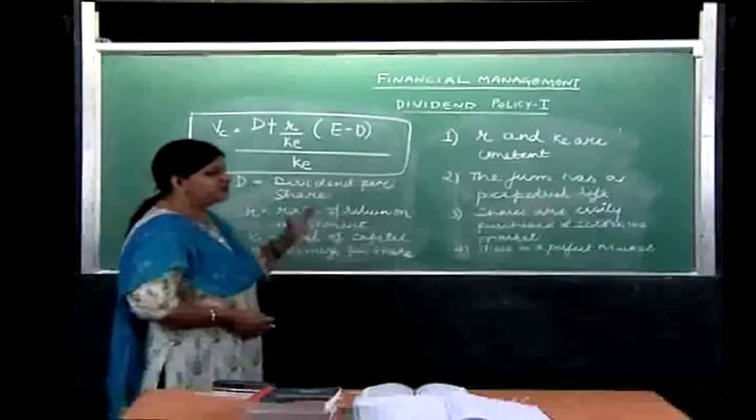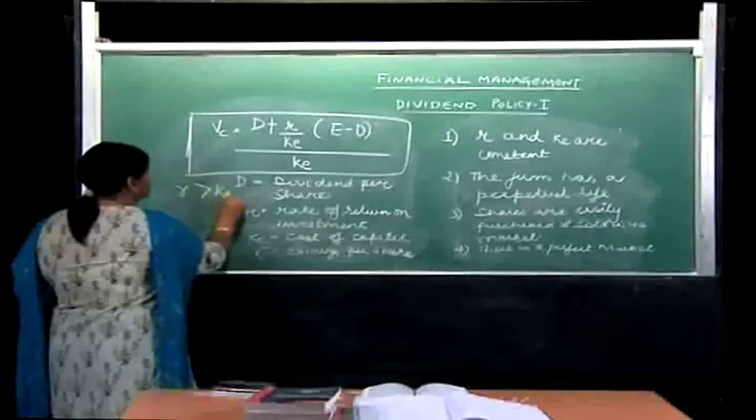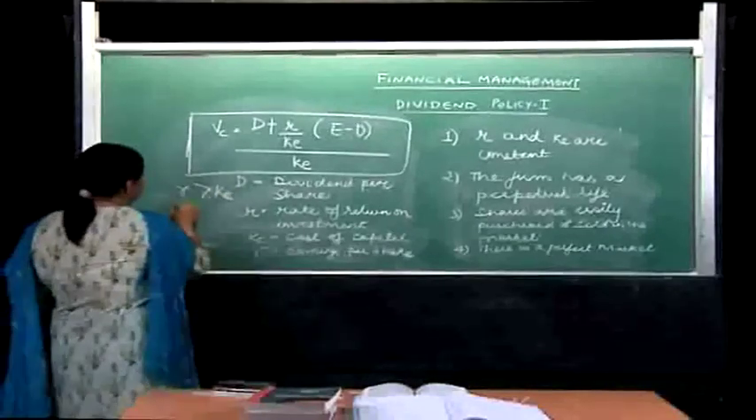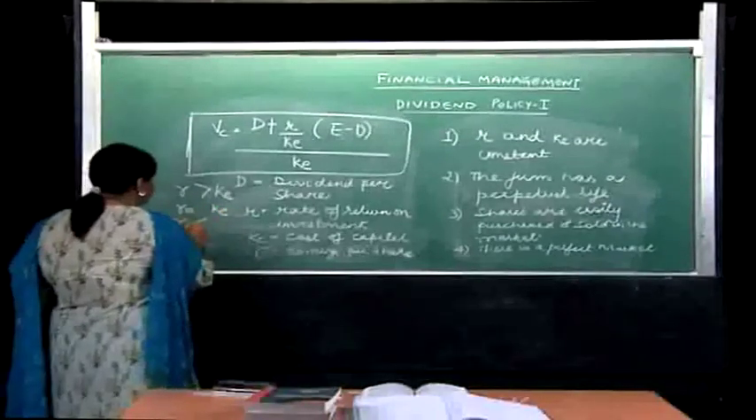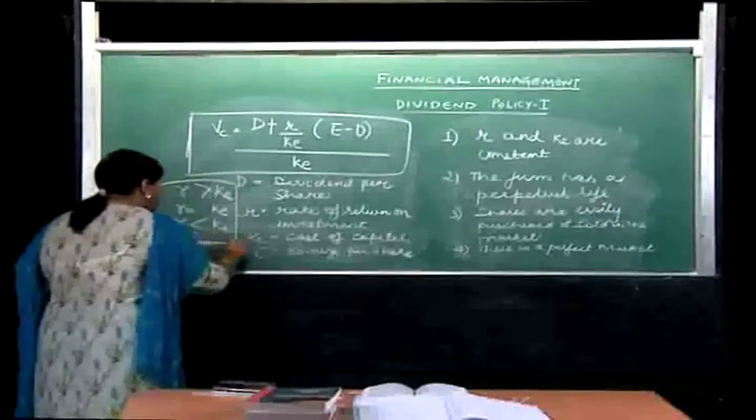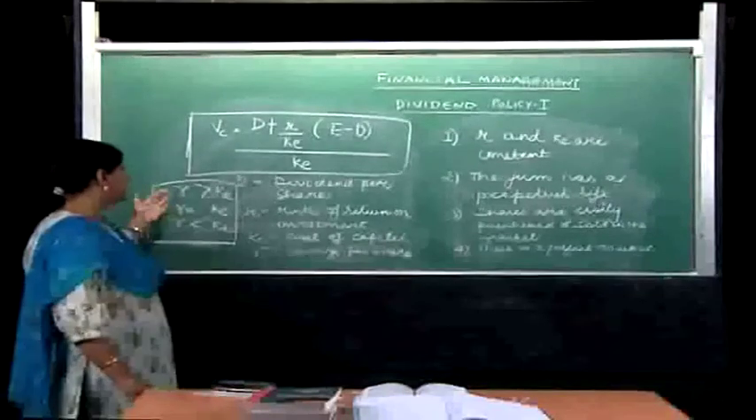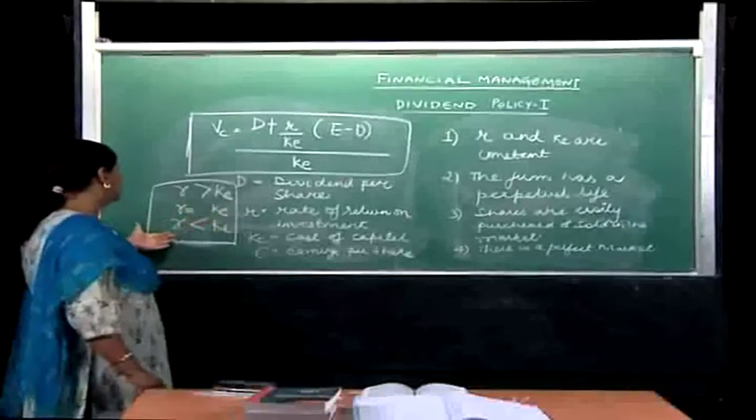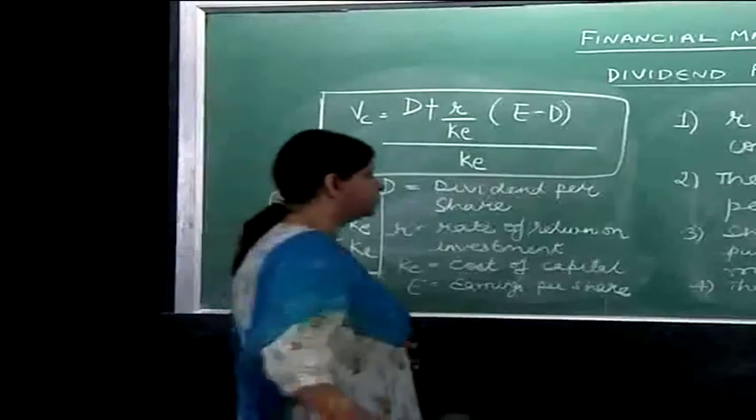That means if the rate of return is higher than KE, what shall be the impact of retaining the earnings or paying the dividends? Or if it is equal to KE, what shall be the position? Or if R is less than KE, what shall be the position? So taking the help of a practical example, we are going to analyze the situation where R is greater than KE, R is equal to KE, and R is less than KE. So we are starting our calculations now.